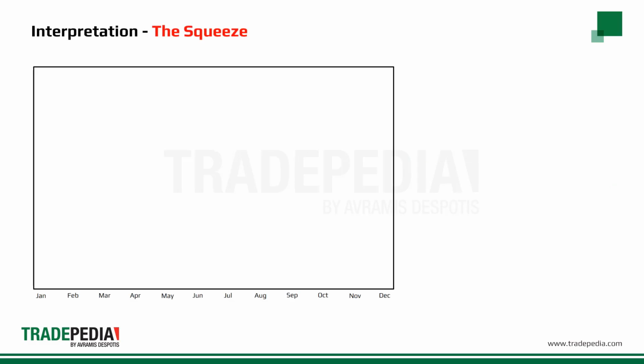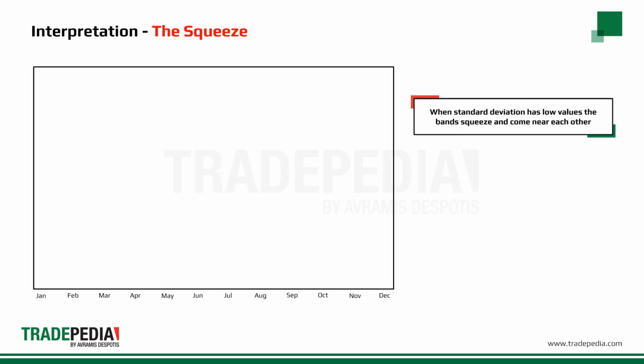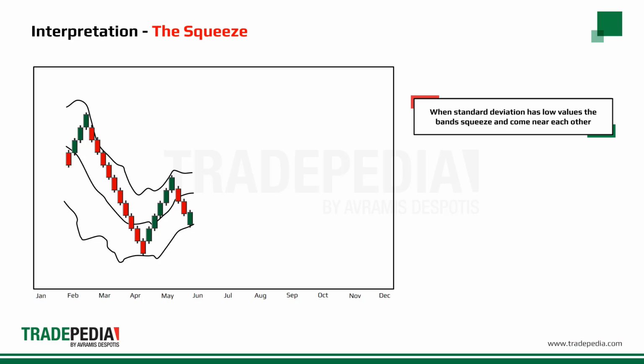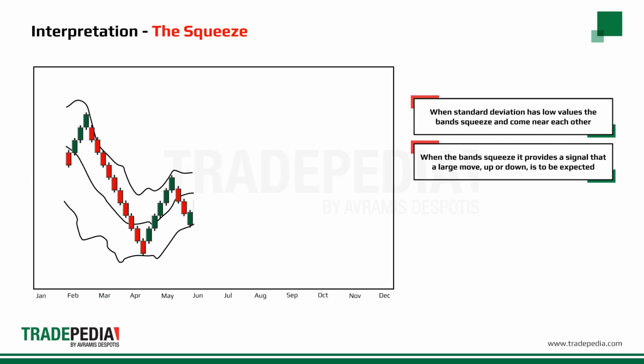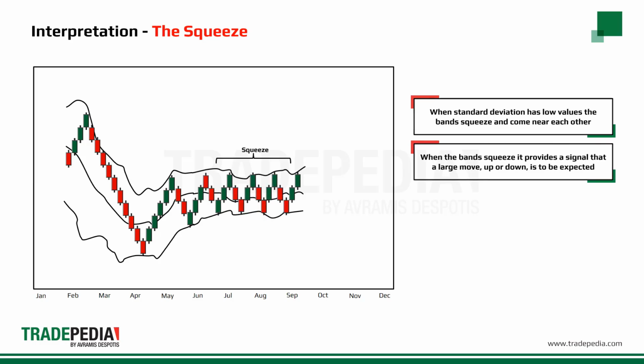The most popular way of using Bollinger Bands is the squeeze. When standard deviation has low values, the bands squeeze and come near each other, implying low volatility. Low volatility begets high volatility. So when the bands squeeze, it provides a signal that a large move, up or down, is to be expected.